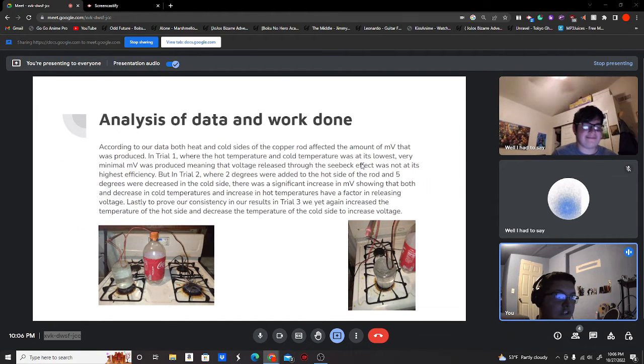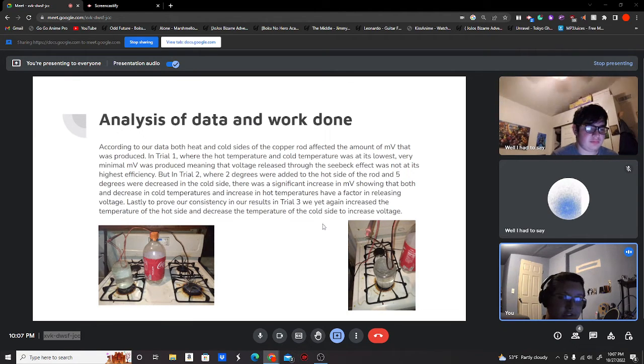So in the analysis of our data, we saw that throughout each trial there was definitely an increase in the voltage reached. As we see in trial 1, the hot temperature and the cold temperature were at their lowest, saying that the hot wasn't as hot and the cold hadn't gotten cold yet, meaning that the feedback effect was at its lowest efficiency, but it did produce a voltage, which was the 1.0 millivolts. As we can see, though, once we increased the hot temperature and decreased the cold temperature on each side, there was an increase in the voltage. As in trial 2, where 2 degrees was added to the hot side and about 5 degrees was decreased on the cold side, there was a significant increase in millivolts as we reached 2.5 millivolts.